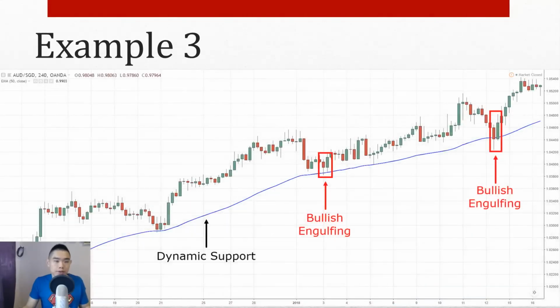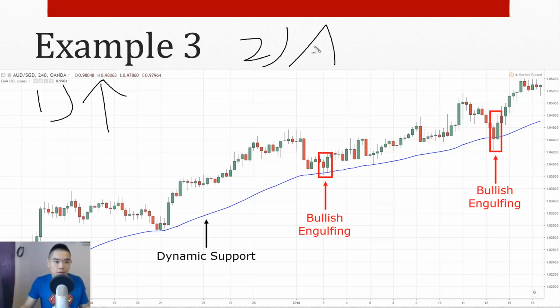Example 3. Look at this. Ask yourself again, what is the trend? Number 1, what is the trend? Well, uptrend, a series of higher highs and higher lows. If you can't see this, you just pull out your 200 MA, and chances are the price will be above the 200 MA. So anyway, the trend is up.